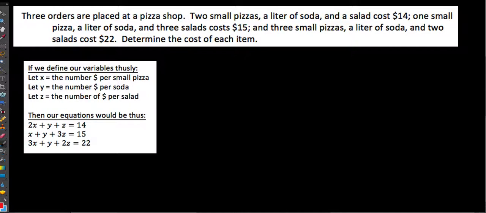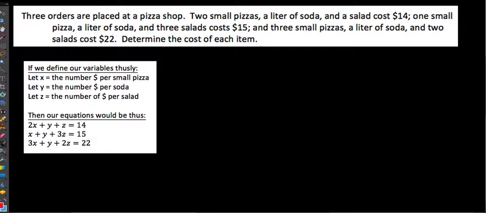So reading through this, it says 3 orders are placed at a pizza shop. 2 small pizzas, a liter of soda, and a salad cost $14. 1 small pizza, a liter of soda, and 3 salads cost $15. 3 small pizzas, a liter of soda, and 2 salads cost $22. Our job is to determine the cost of each item. So that sounds like a whole lot.